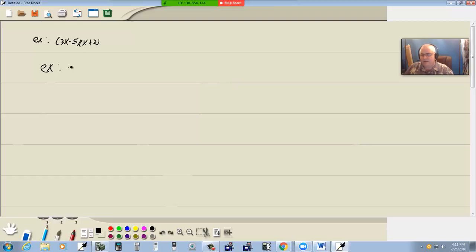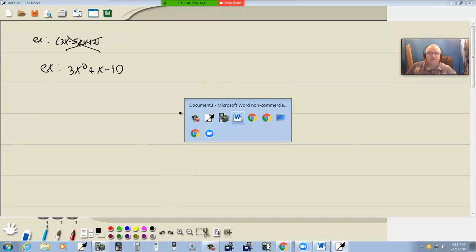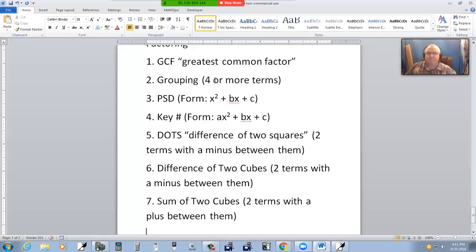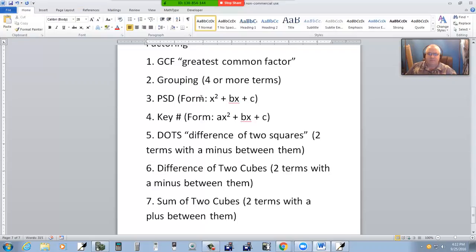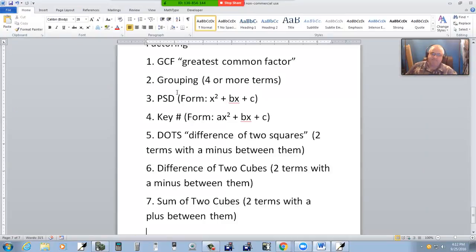This will be 3x squared plus x minus 10. Let me double check that. 3x squared, 6x, x minus 10. Okay. GCF. Now there isn't one. Grouping is 4 or more terms. Nope, this is 3 terms. PSD. It's close, but there's a number in front of the x squared. Can't have a number in front of the x squared for PSD.